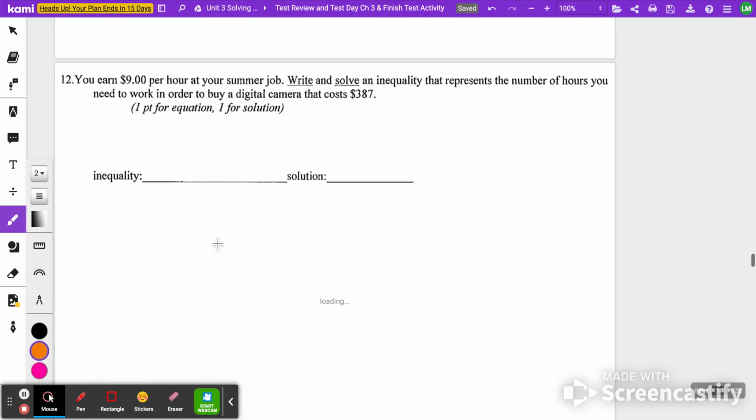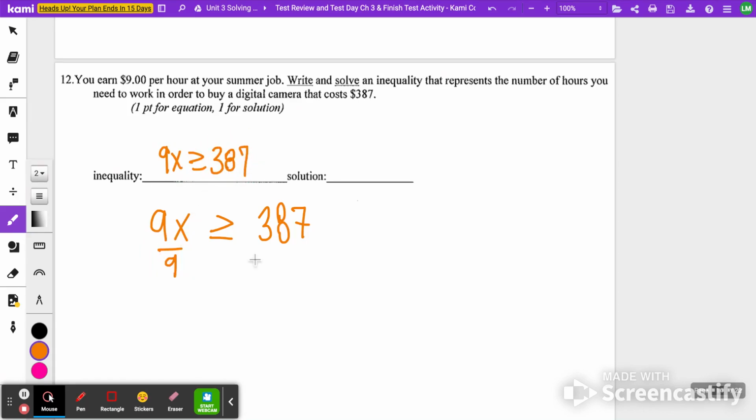Number 12, you earn $9 per hour at your summer job. Write and solve an inequality that represents the number of hours you need to work in order to buy a digital camera that costs $387. So $9 per hour means 9 times x, the number of hours. And if I want a digital camera that costs $387, I want to be able to at least work to where I have at least $387. So we should do 9x is greater than or equal to 387.